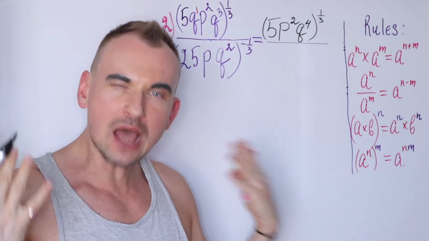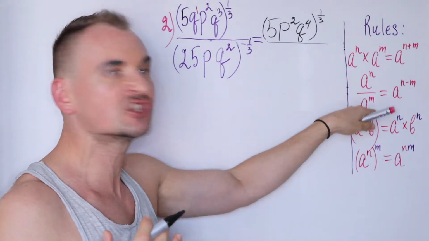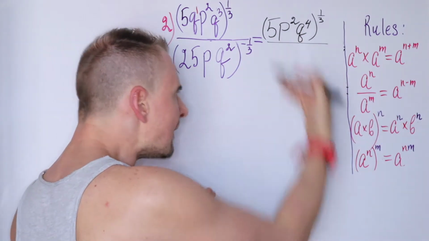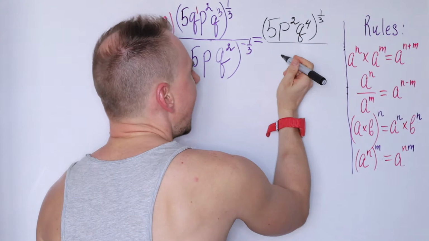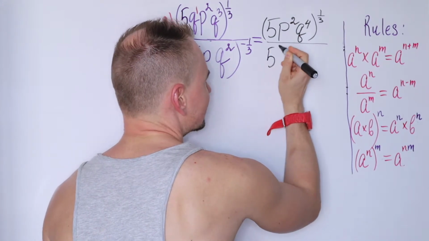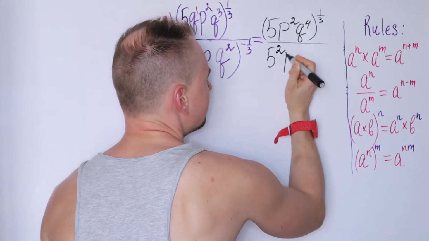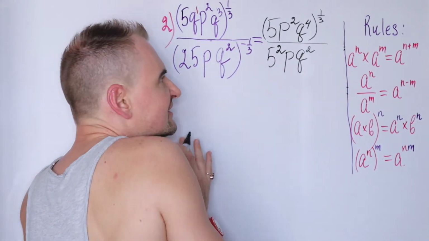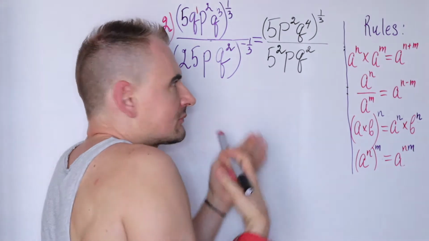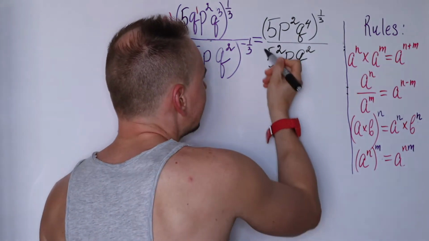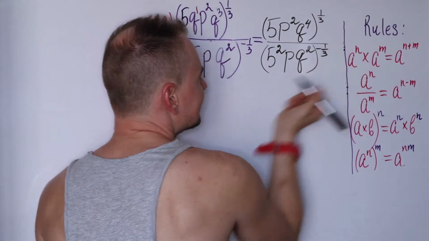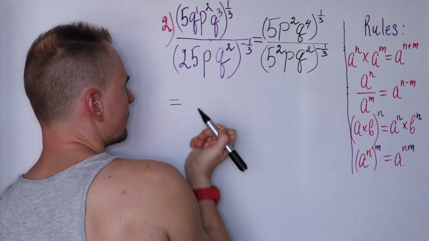And I'm going to use the division rule. Similarly, likewise, what I did before, I'm going to divide after. So I'm going to rewrite 25 as a 5 squared, and pq squared remains the same, since at this point I cannot simplify, I cannot combine. And I have still this negative a third outside.